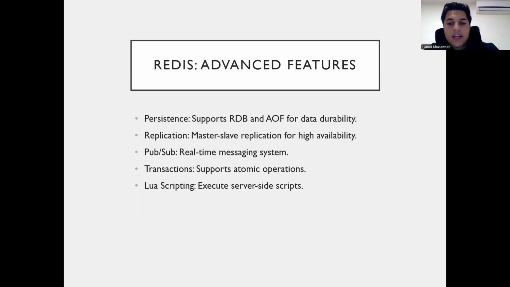It is master-slave replication for high availability. Thirdly, pub/sub. It is a real-time messaging system. And fourthly, transactions. They support atomic operations to ensure data consistency. And finally, we have Lua scripting. It allows you to execute server-side scripts for advanced functionality. All these are advanced features provided to you by Redis.